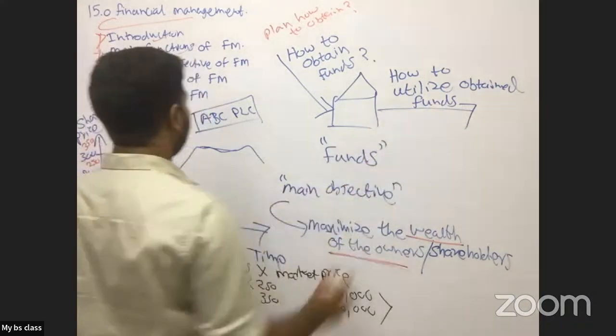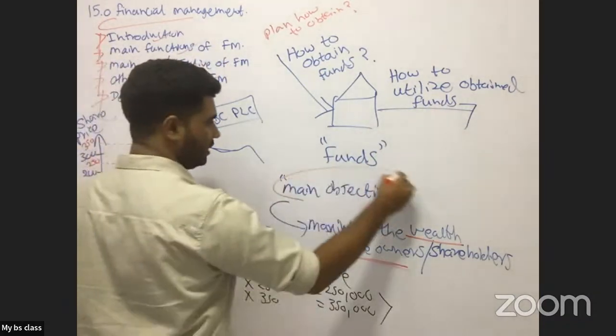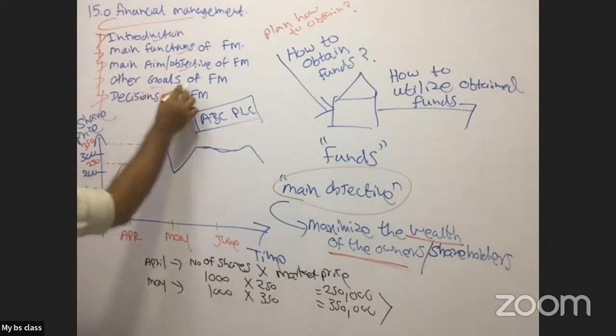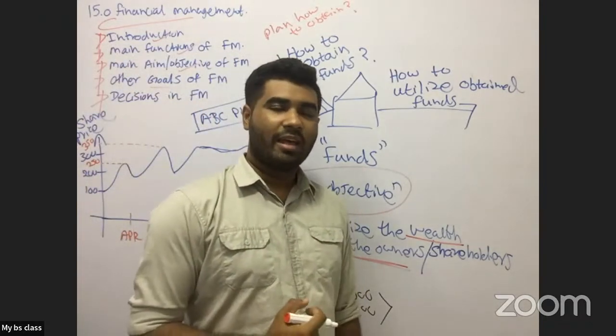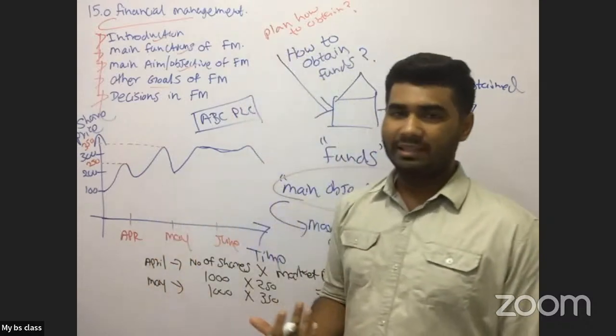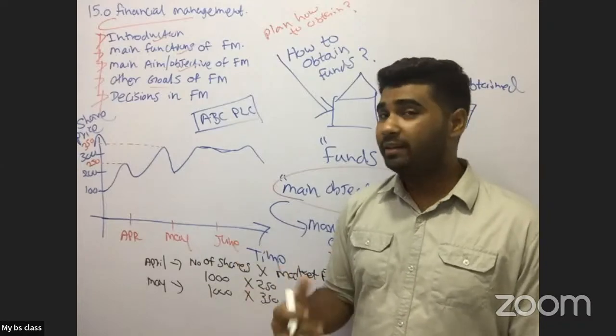So then you how to utilize. And what is the main objective? Yes, to maximize the wealth of the owners. And apart from that, other goals are profit maximization and increasing the earning per share, which I'll explain later, which is EPS, earning per share. The net profit divided by the number of shares.